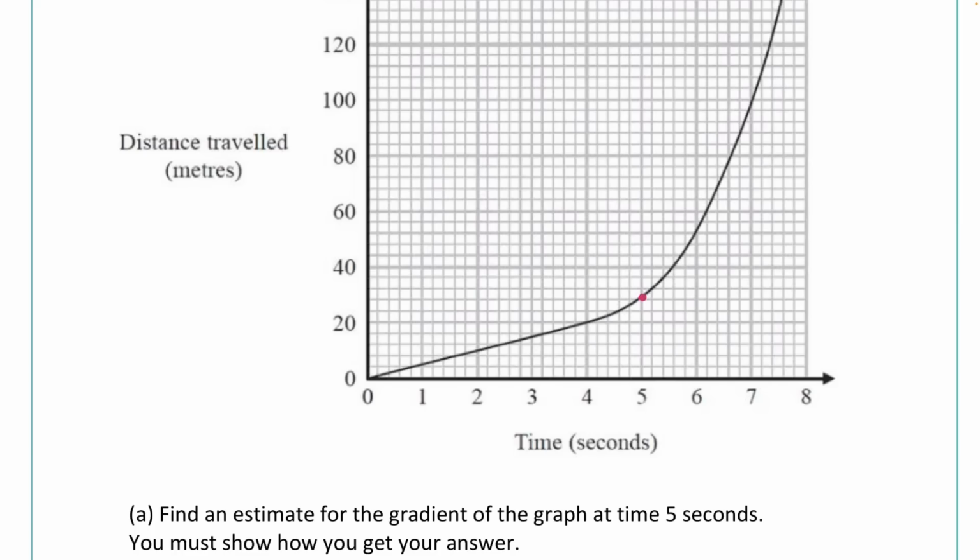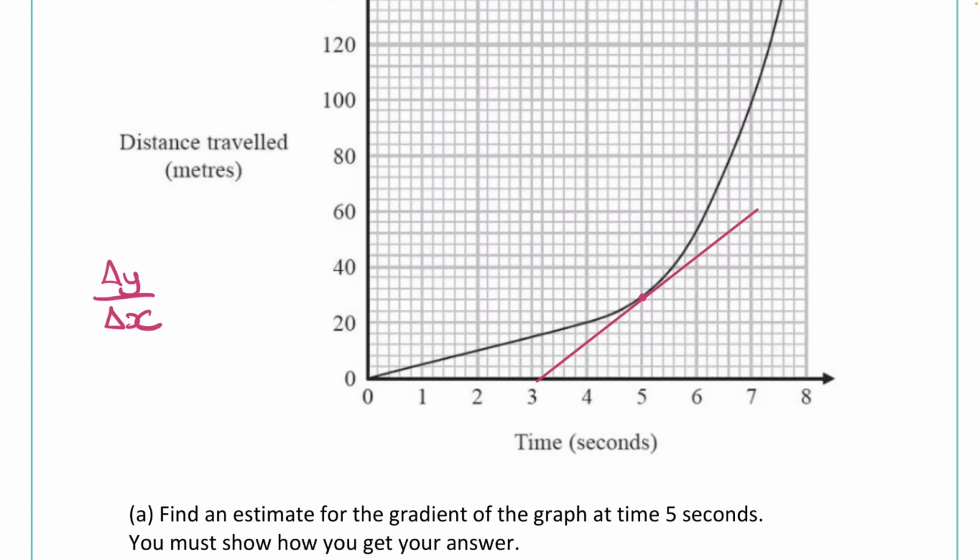So to work out the gradient, we have a formula which is rise over run, or the change in y divided by the change in x. Now to do that, we have to draw a very, very neat tangent, which isn't ideal for me on the screen. But what we would do is place a ruler sort of on the inside of the curve until we can just see the dot above the ruler.